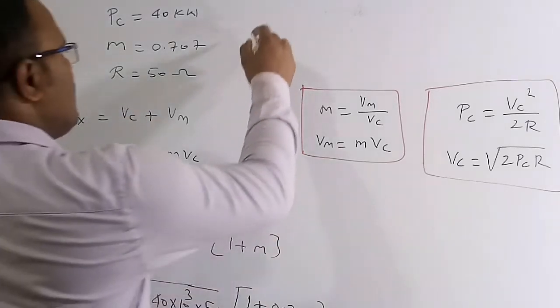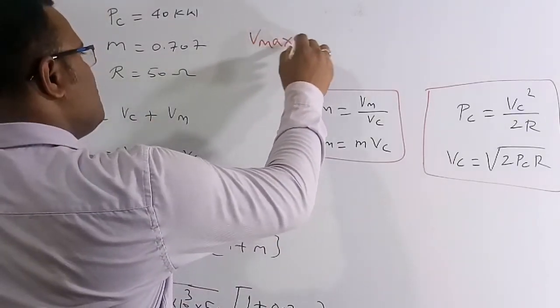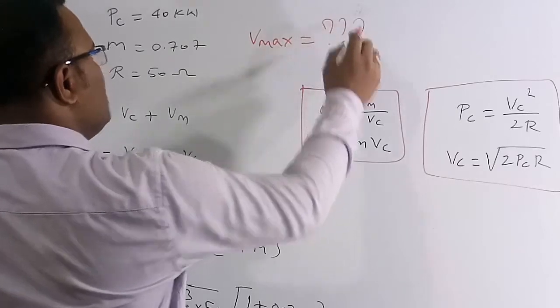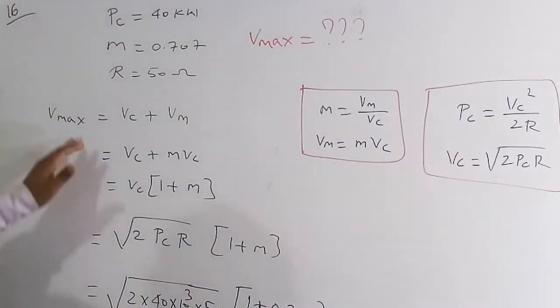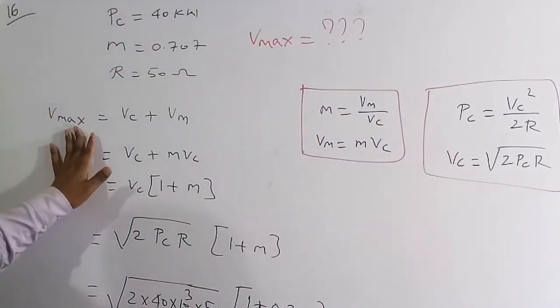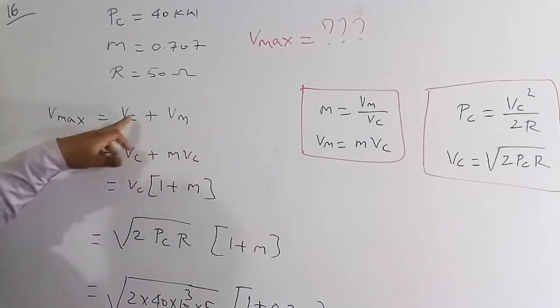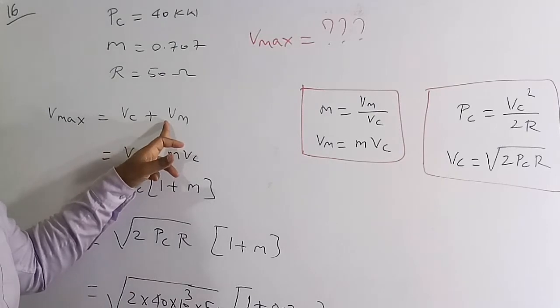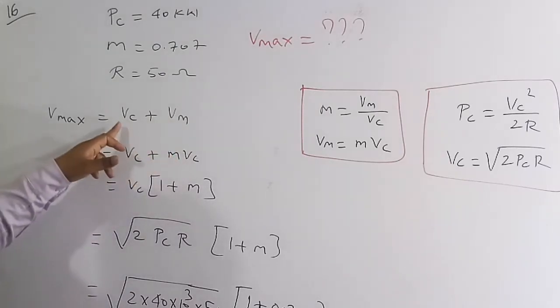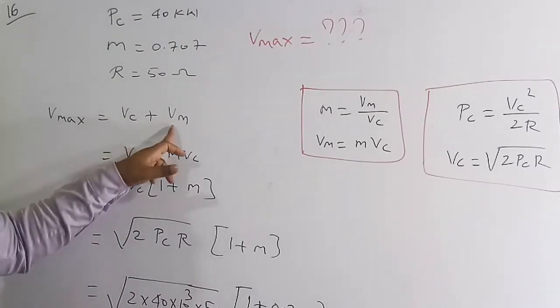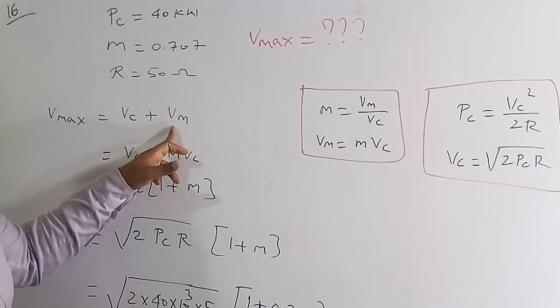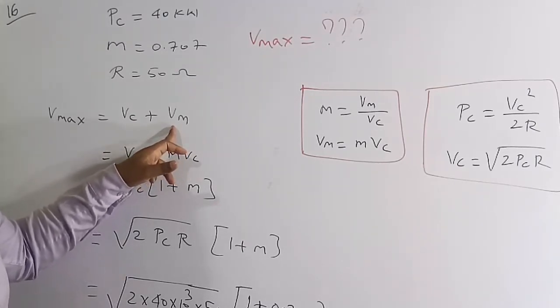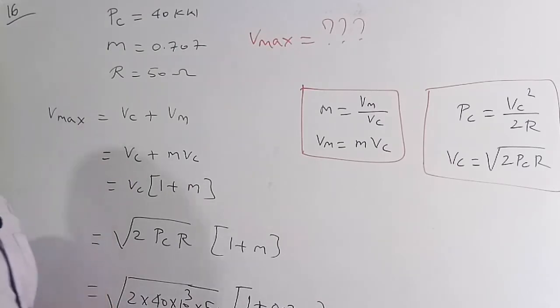So now we need to find the maximum output voltage value. I have already discussed that the maximum output voltage of S of t is nothing but Vc plus Vm. Vc is the peak value of the carrier waveform and Vm is the peak value of the message signal. Vc is always greater than Vm, and only then are we going to get a modulation index less than 1.